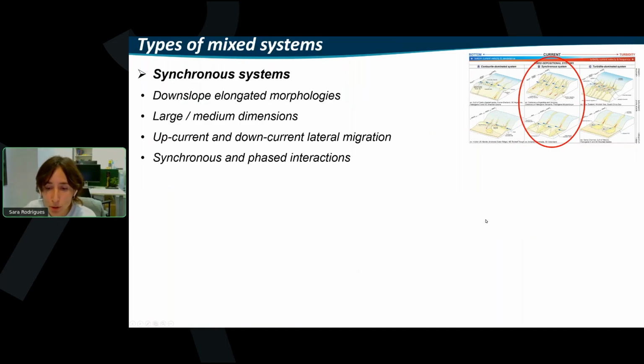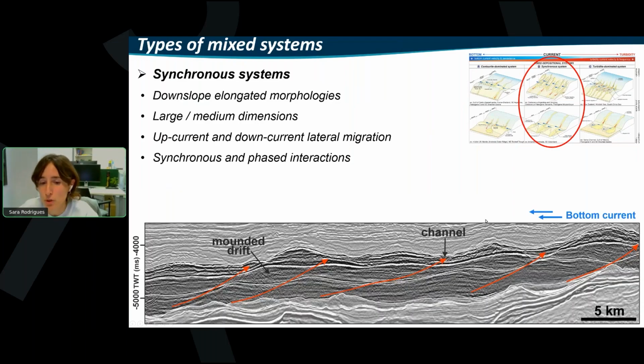Now, if we go to more synchronous systems, so we are talking about cases where we think the two processes are more balanced, so there are not so many breaks in one or the other, and one will not have a very high or very different velocity than the other, we start to have slightly different morphologies from the previous one.